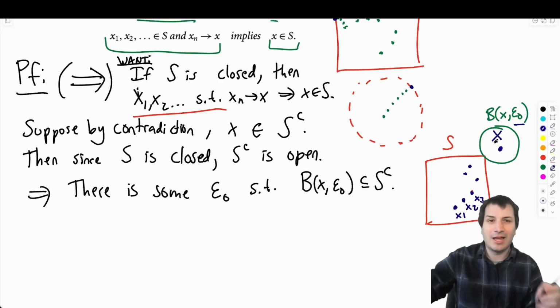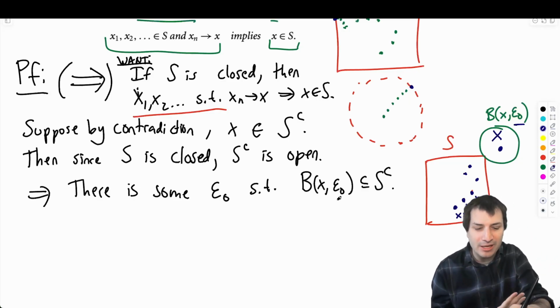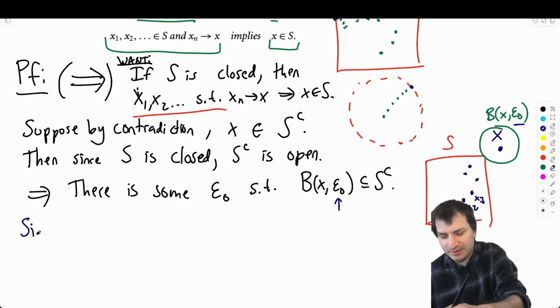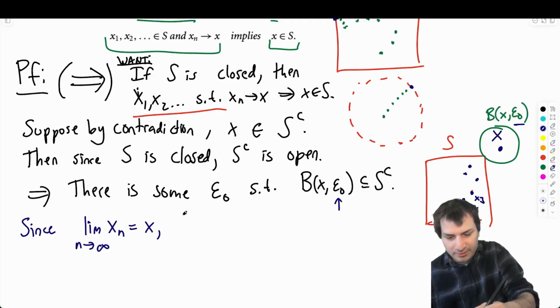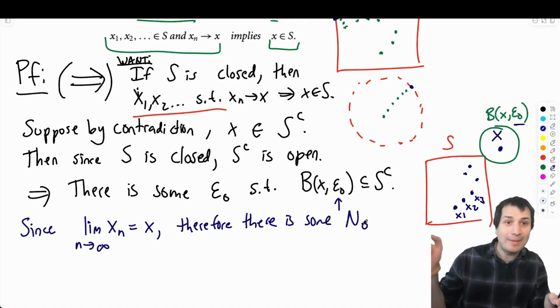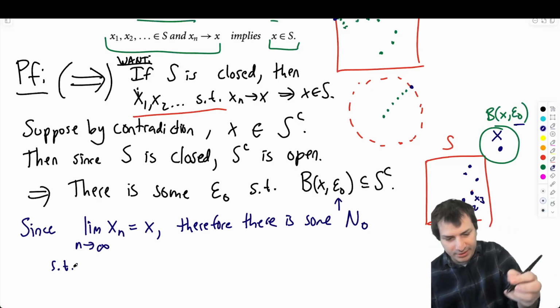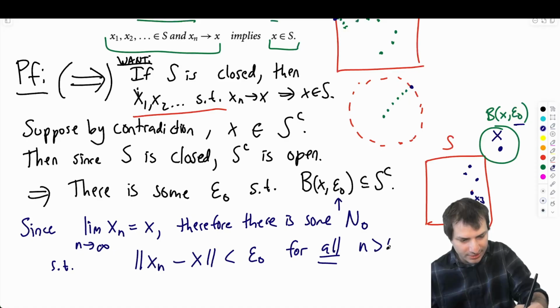So how are we going to write this down? That's a nice picture idea. Let's see. So we have the ball. Okay. Let's apply the property of convergent sequences with epsilon naught. So since the limit as n goes to infinity of xn equals X, therefore there is some, let's call it n naught to go with our epsilon naught, such that |xn minus X| is less than epsilon naught for all n greater than n naught.